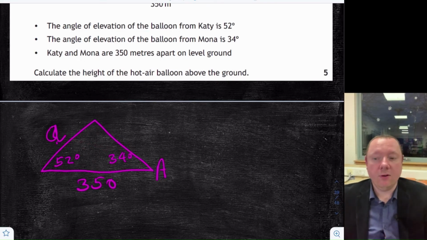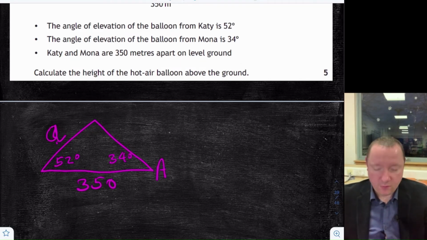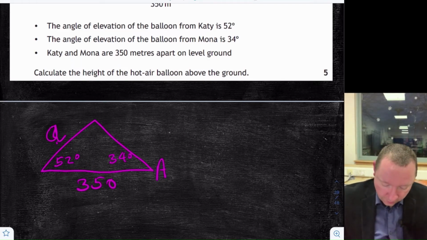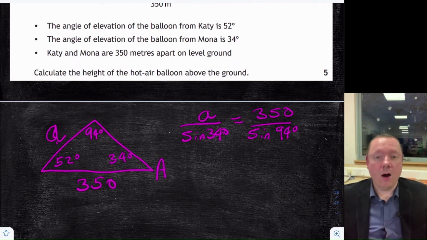So the first thing I'm going to have to do is get this angle at the top, because I need it to go with this one. So adding these two numbers together and taking away from 180. So 52 plus 34, that gives us 86. 180 minus 86 is 94, so I can note that is 94 degrees and start my work. Got A over sine 34 equals 350 over sine 94. And if you're going this route, you'll get a mark for that.